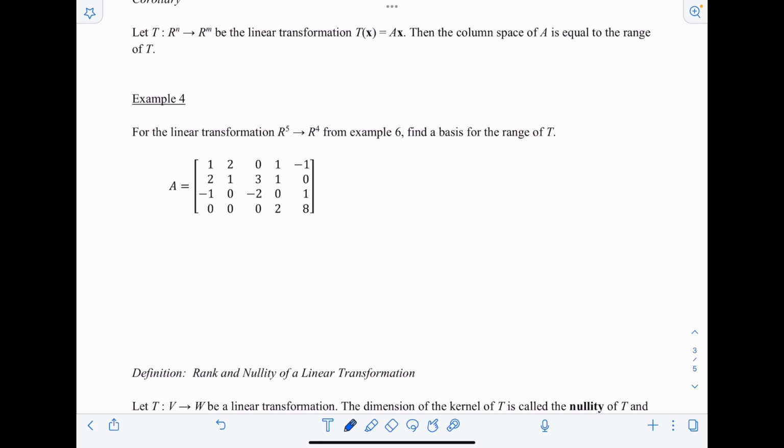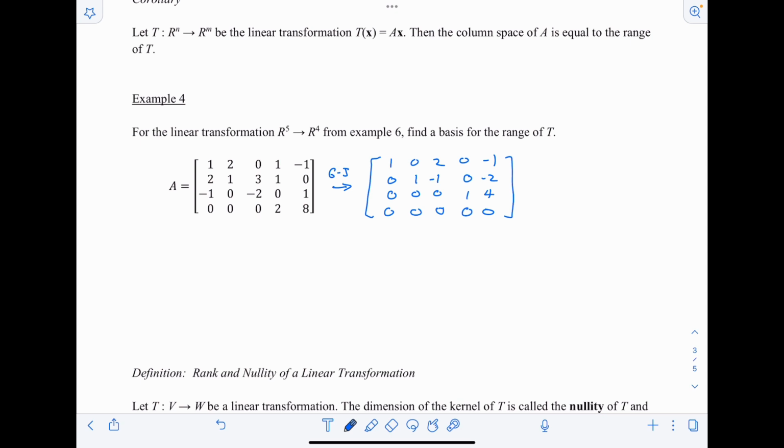Again, we're going to start by finding the reduced row echelon form, which we already know from the previous example. Using Gauss-Jordan elimination with technology, we get the matrix 1, 0, 2, 0, 1, or negative 1, excuse me. This time we don't need that zero column. We're not setting this equal to 0. We're just finding the column space, so we can ignore the zero column. 0, 1, negative 1, 0, negative 2, 0, 0, 0, 1, 4. And then again, that last row is all zeros.